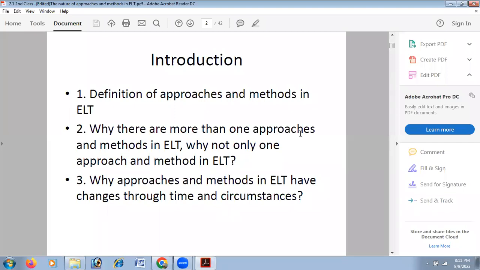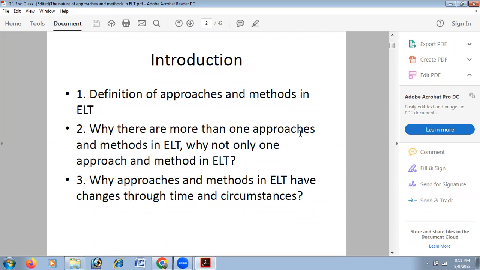Why? There is not only one method and approach in ELT. And we will also try to look at the historical background of approaches and methods in English language teaching, and why one approach or one method has been changed to a second method or third method or fourth method, like that.